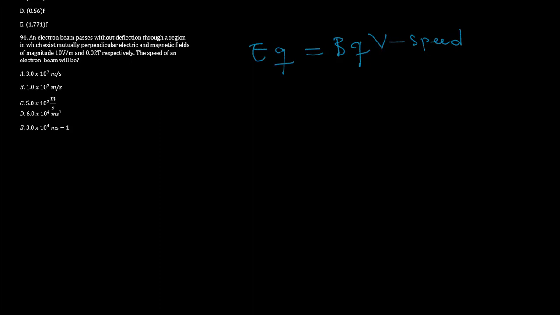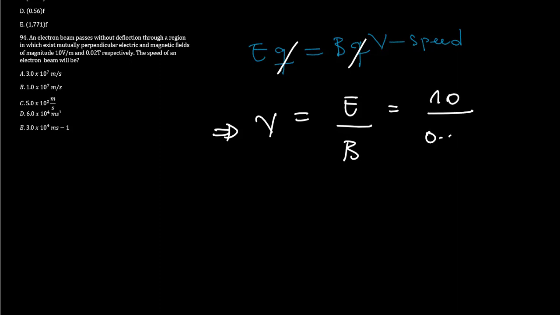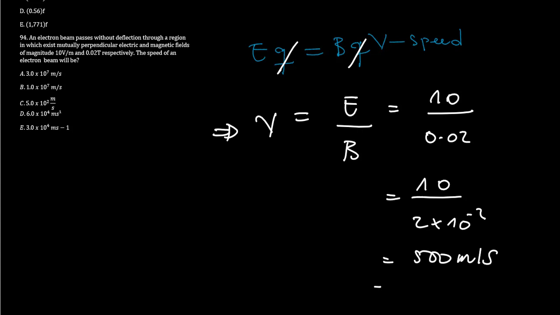So the charges will simplify, and B eq of V is the expression of the magnetic force. So simplify. So it means V will be equal to E divided by B, from where we have 10 divided by 0.02, which is 10 on 2 times 10 to the negative 2, and this gives 500 meters per second. And in standard form, this is 5 times 10 to the power 2 meters per second. So the correct option is option C.